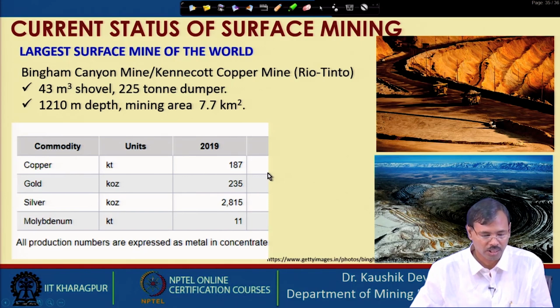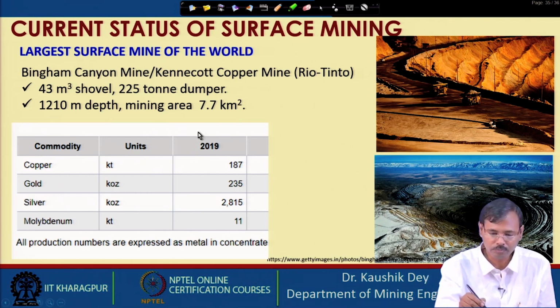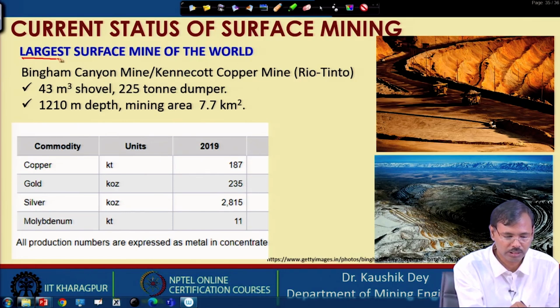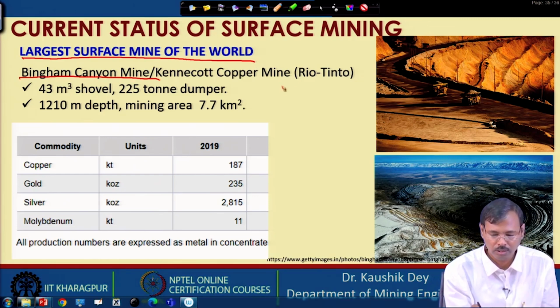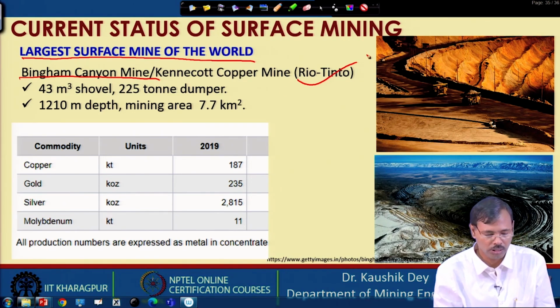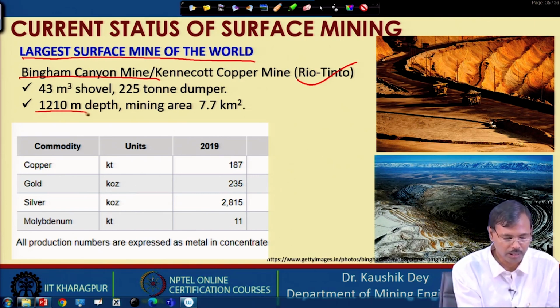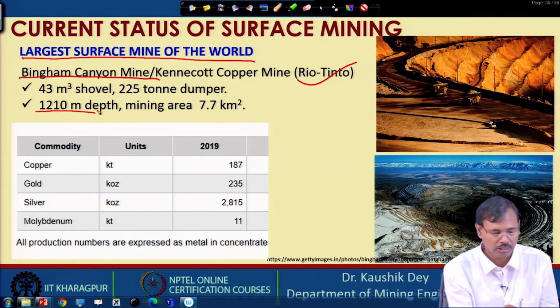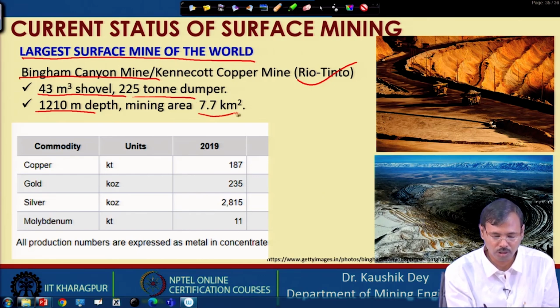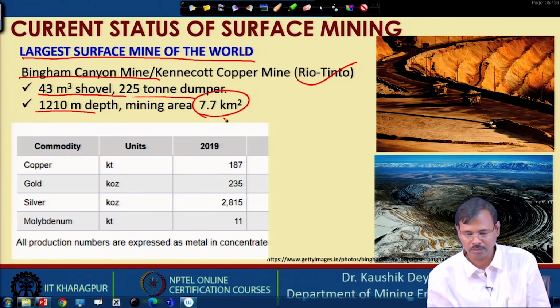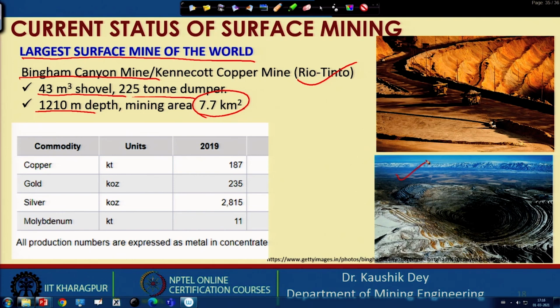So, let us see some of the important or notable mines. This is the first mine. This is the largest surface mine available in the world. This is Bingham Canyon mine, currently owned by Rio Tinto. This mine is operating at 1200 meter depth. It is using a 43 cubic meter shovel and a 225 tonner dumper, and the leasehold area is 7.7 square kilometer. So, this is the photograph of the mine. You can see the operations of the mine.